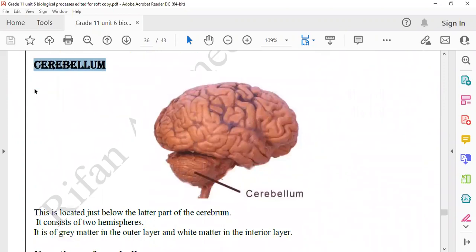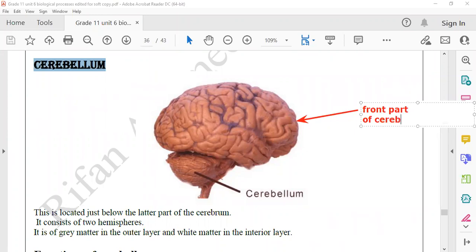In the case of cerebellum, if you take this picture, this is the front part of the cerebrum. Which part? Front part. That means your forehead region is there. This is the anterior part or front part of the cerebrum. Understood? It is behind your forehead region, the front part of the cerebrum is there.